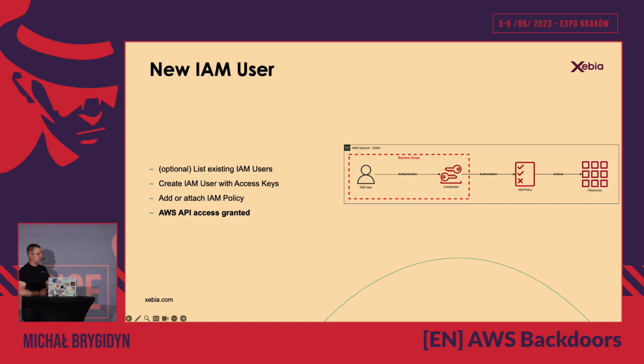If they are using IAM users, you should first list all existing users and create your user looking similar to the existing ones. And then either attach a policy to that user or add it to a group. And based on the policy, you can have your admin access.